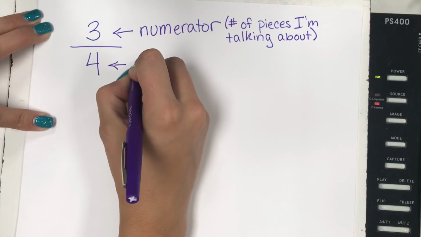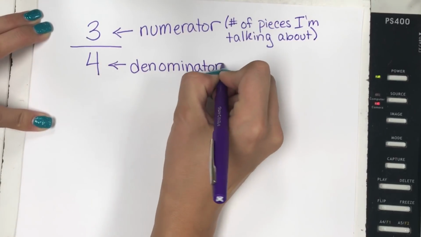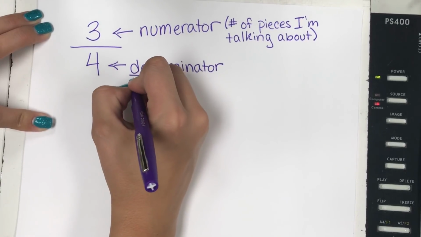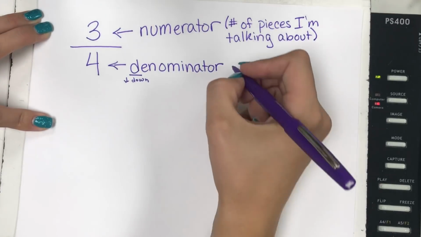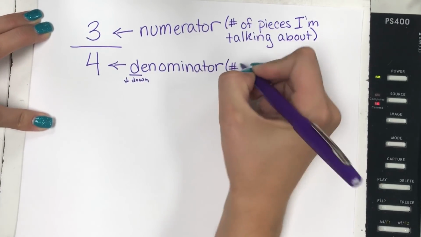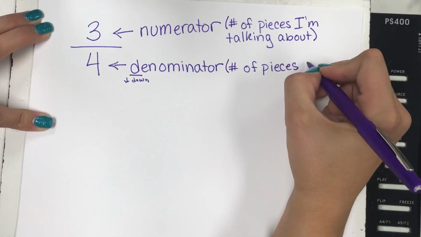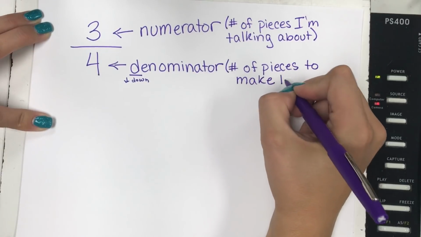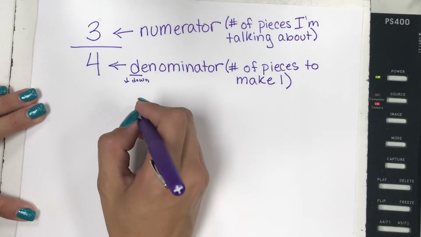Now, my bottom number is called my denominator. I think of denominator as down. That helps me remember that my denominator is my bottom number. And my denominator tells me the number of pieces I need to make a whole, or to make one. So if I'm talking about pizza, I'm thinking, how many pieces does it take to make that whole pizza?